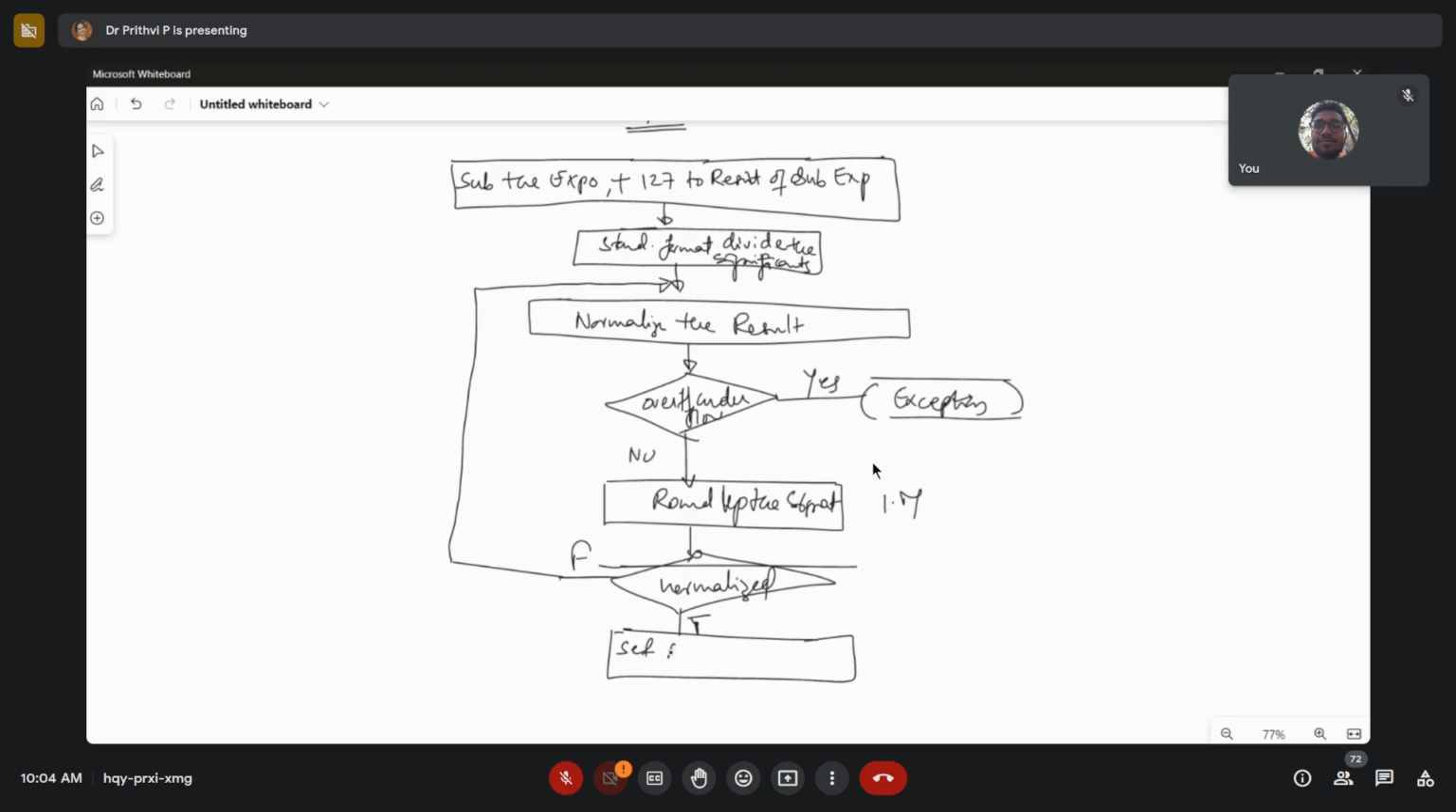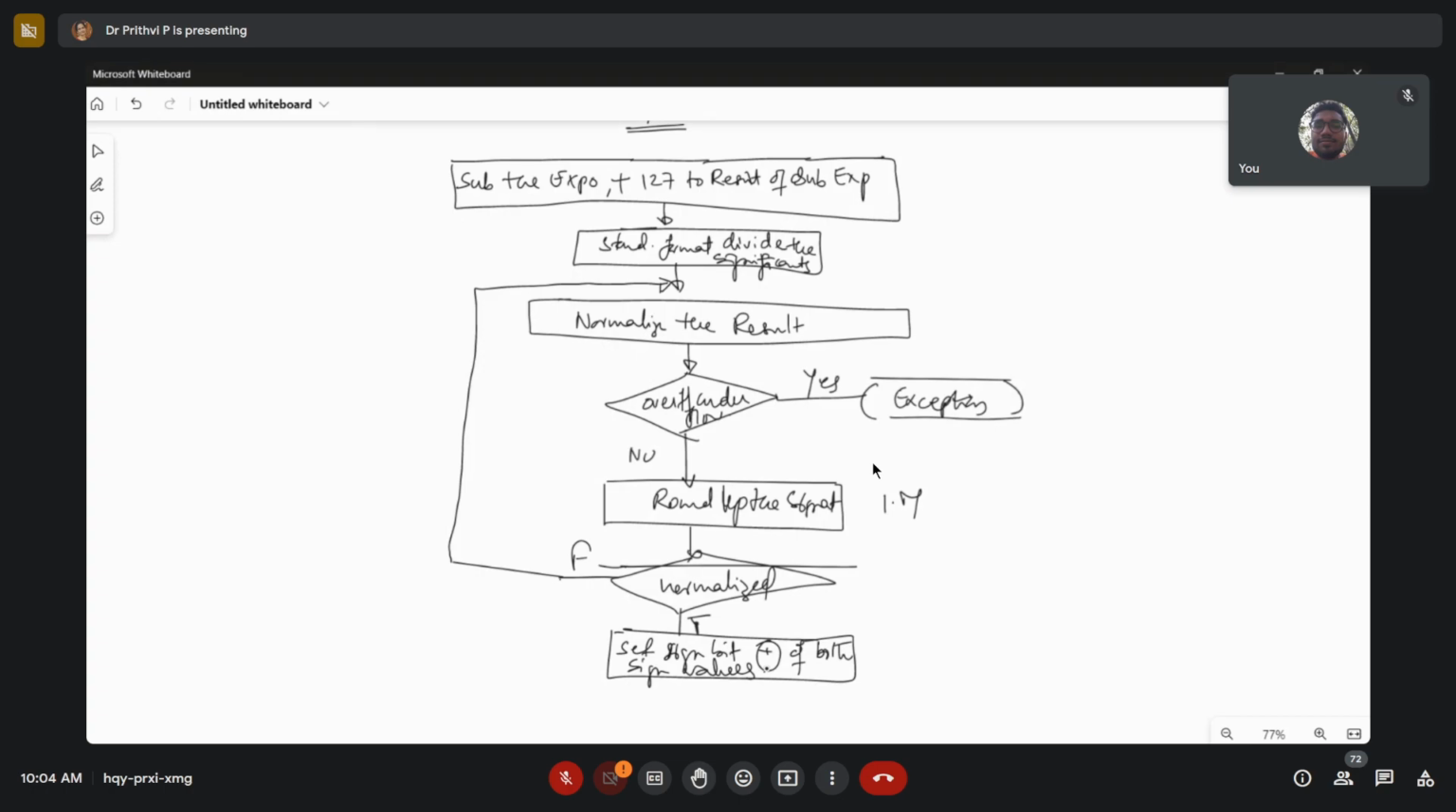set the sign bit by doing XOR of both sign values. Done. This is as simple as this. So this is all about your multiplication and division.